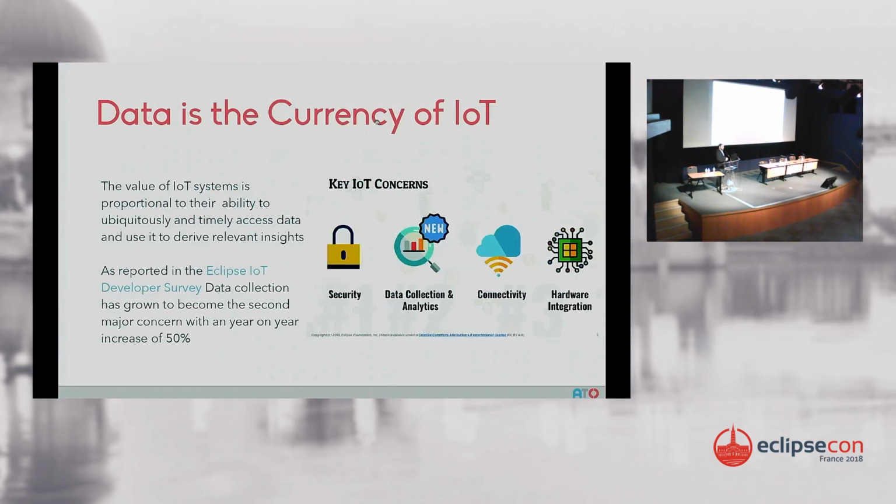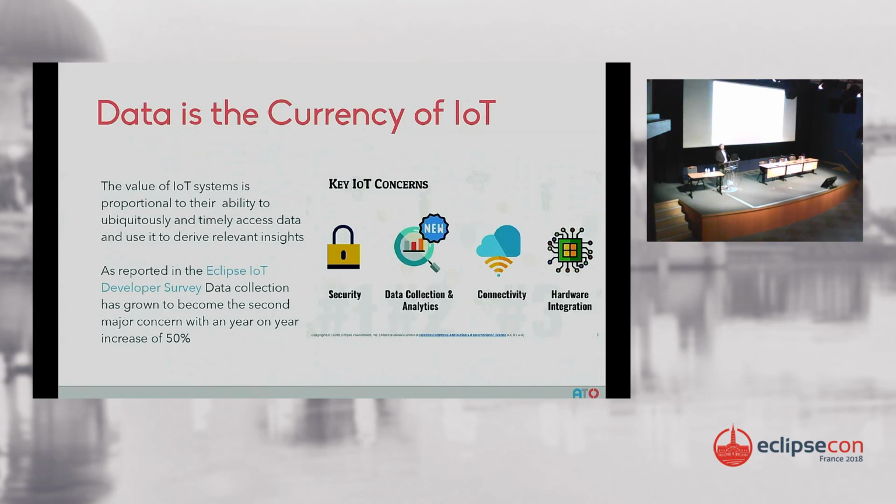So in a recent Eclipse IoT survey, data collection has grown to become the second major concern in IoT. And I would even argue that it should be the first concern, because if you don't have the capacity to get the right data at the right place and at the right time to take the right decisions, then your system is basically irrelevant. And I also think that data collection is a challenge that is a lot underestimated. Maybe this recent growth in concern can be explained because more and more people realize that it's not as simple as it looks. Anyway, I think most of us agree that it's a major concern.